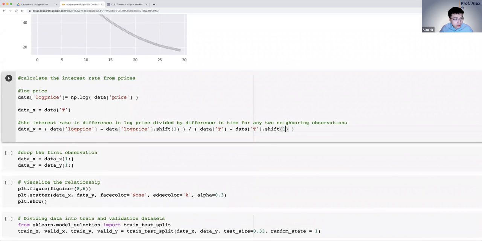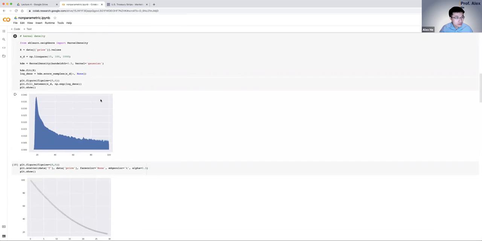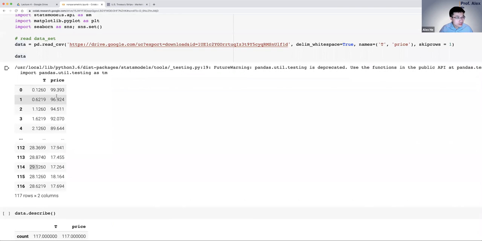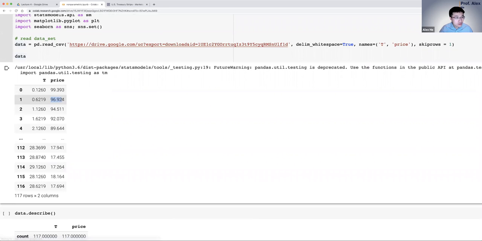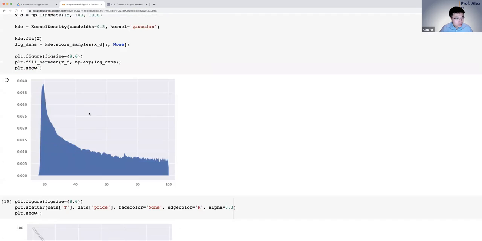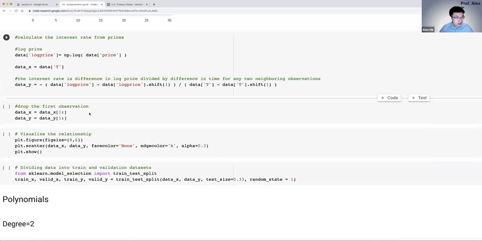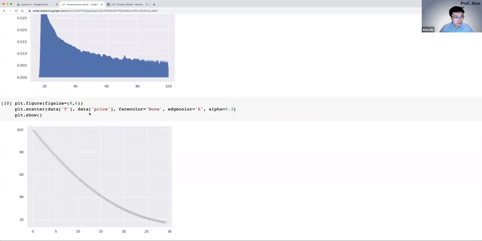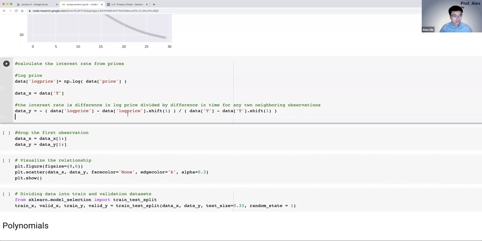Okay. And then there should also be a minus sign, because for these two, for example, it would be the log of this price minus the log of this price, and that would be a negative number, right? So you would multiply that by negative one and then divide by this number minus this number. And that would give you the interest rate. Sorry, here. Okay.